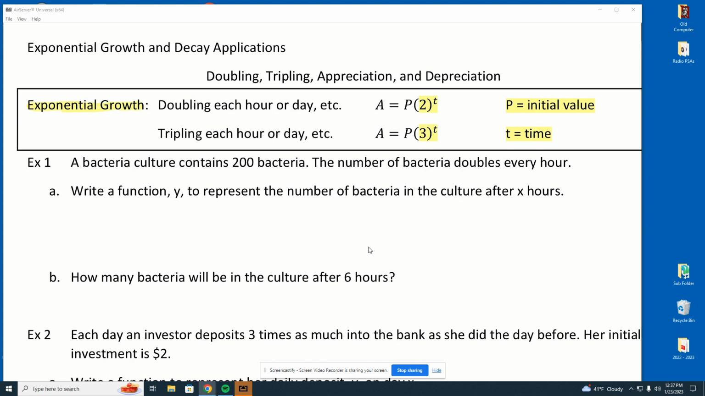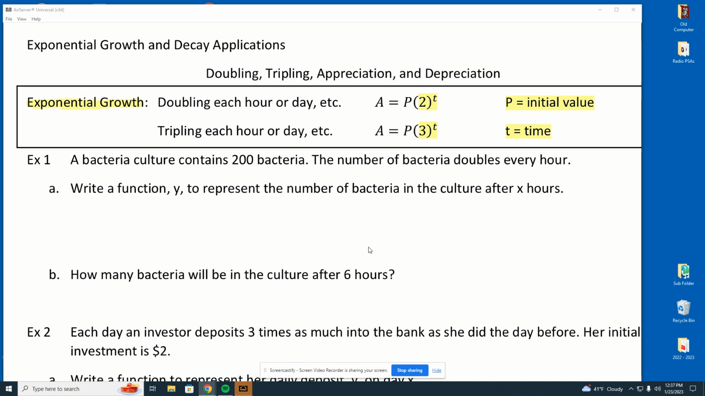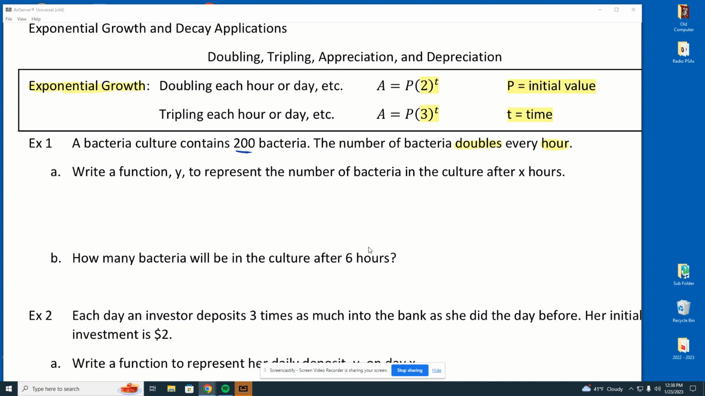Okay? Now, when it comes to the way these problems look, it will say something like this. A bacteria culture contains 200 bacteria. What's that value? That's your P, right? That's your initial amount. That's what you're starting with. That's going to be P. And it tells me that the number of bacteria doubles every hour. So doubles tells me I'm using the doubling formula, and then hours just tells me that my time, in this case, is in hours. So write the function y to represent the number of bacteria in the culture after x hours. So here we go.